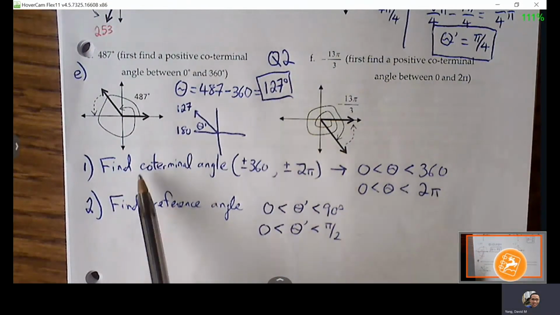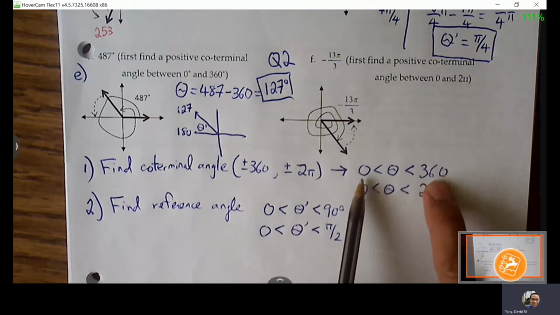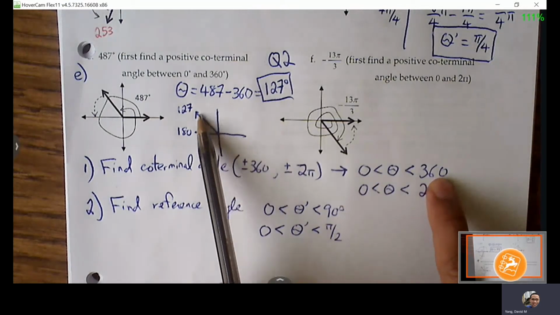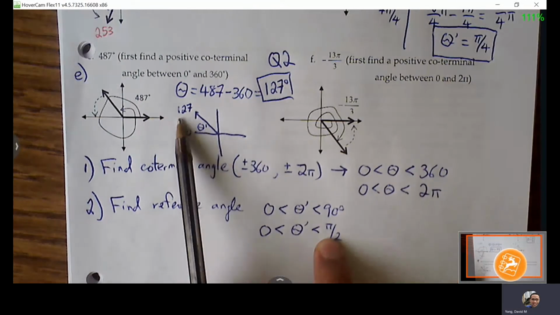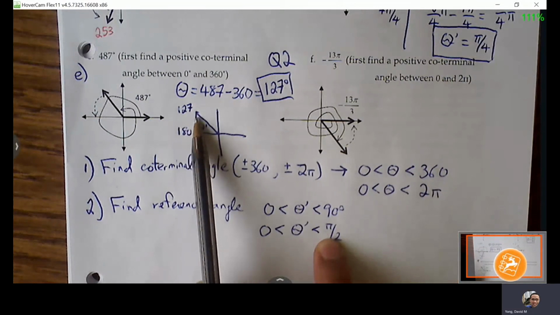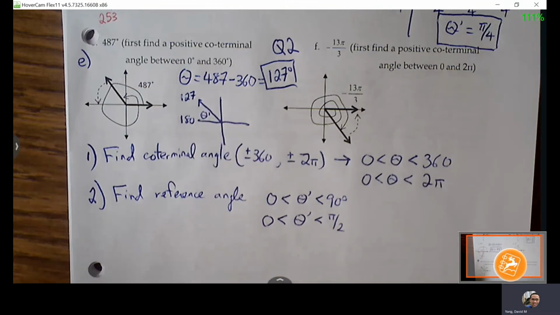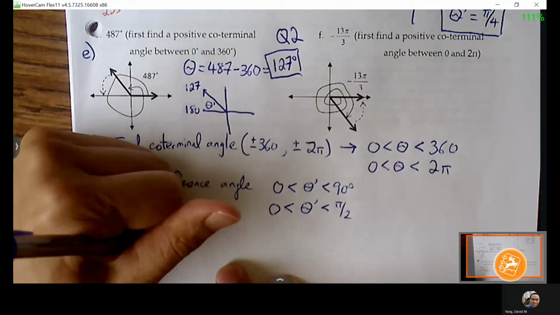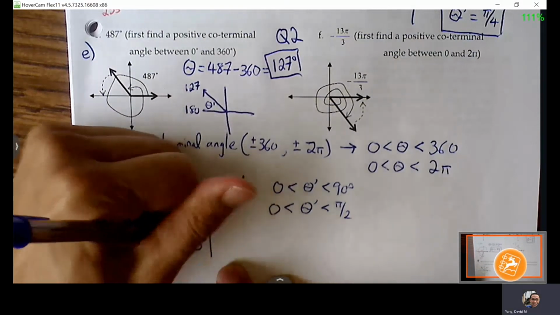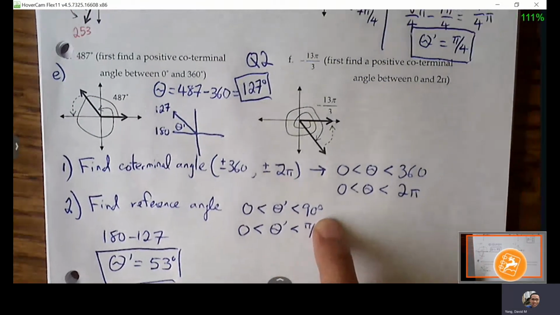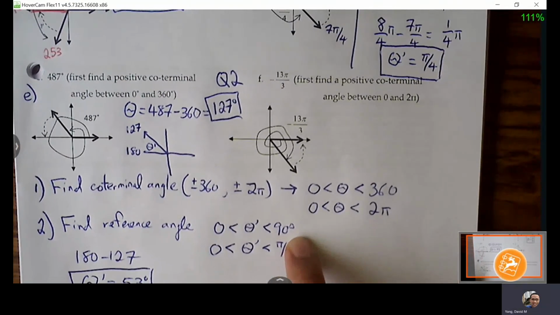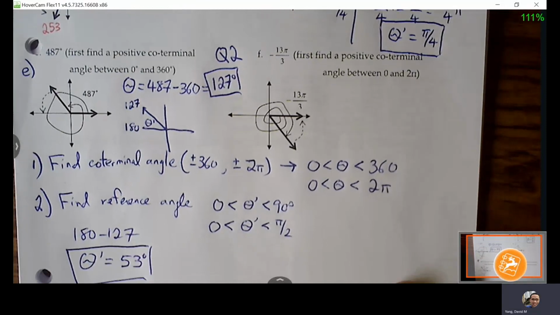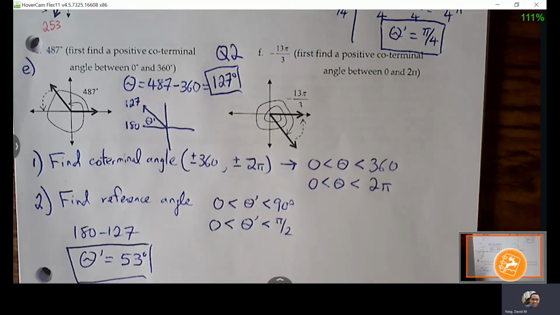So find your coterminal angle. We did. That angle is nicely between 0 and 360. We can place it in the proper location. And now we'll find the reference angle. Second quadrant means I'm trying to figure out that measure between that angle and 180. So 180 minus 127 is 53 degrees, that is an angle that is safely between 0 and 90. That's my reference angle. Okay, let's do one more.